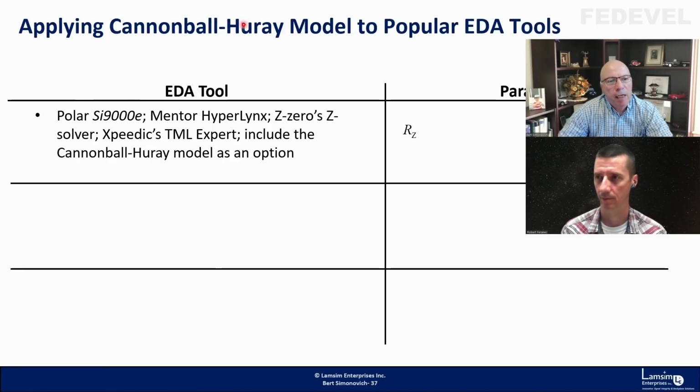If we apply my Cannonball Hooray model, some EDA tools that I know of, like Polar SI9000, Mentor HyperLynx, Z0, Z-Solver, Expedic, these solvers use my Cannonball Hooray model inside the tool. So all you need to provide is the Rz parameter of the roughness. That's a property you will find in the datasheet. Yes, basically.